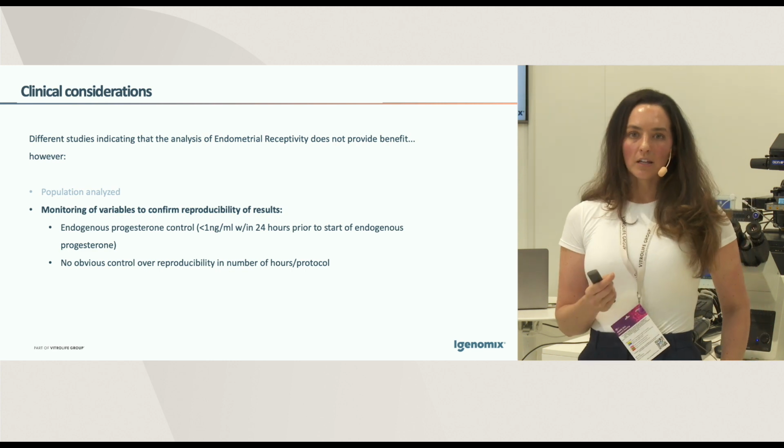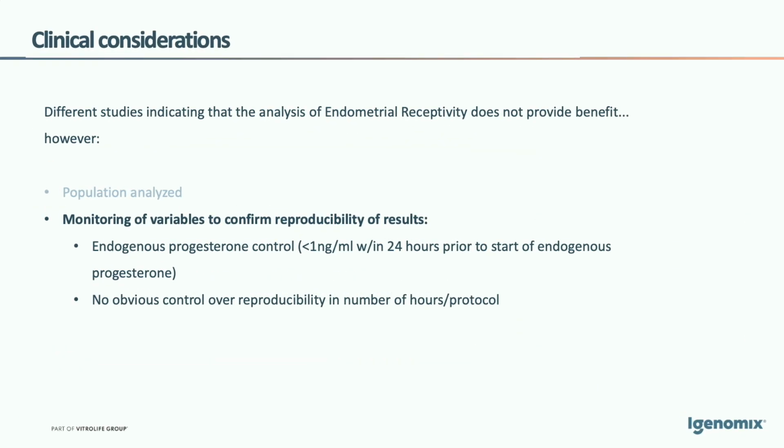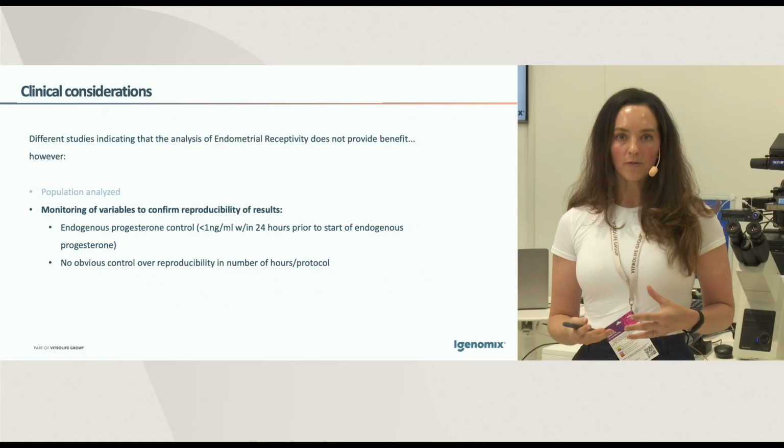Now, moving on to the second clinical consideration that we have to keep in mind when reviewing publications: monitoring of variables to confirm reproducibility of results. We have seen some publications in which there's been a lack of proper endogenous progesterone control. So this is anything other than less than 1 nanogram per mil within the 24 hours prior to the first intake of exogenous progesterone. If we're not properly ensuring endogenous progesterone is less than 1 nanogram per mil within the specified time, we cannot ensure the reproducibility of the findings.